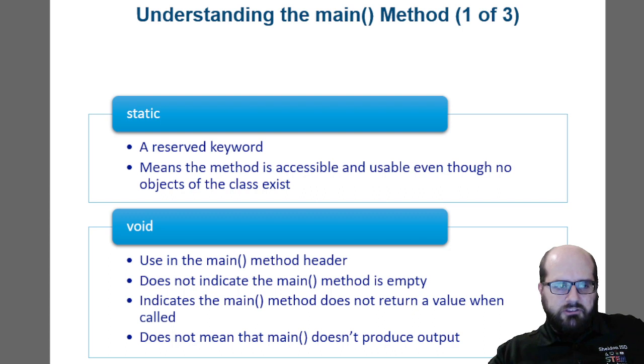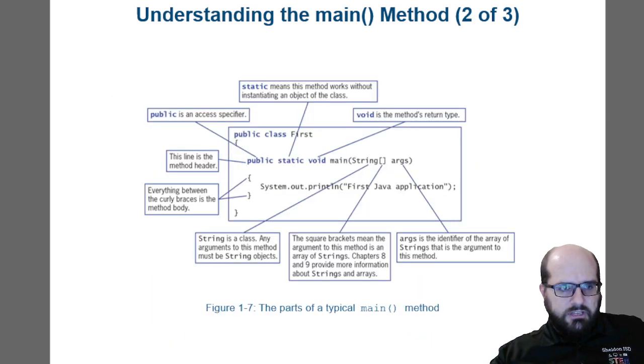So public means it's accessible to the world. Static means no object is needed to run the method. Void means it's not going to return anything. And let's look at that method directly. So public is the access specifier. Static means the method exists without instantiating an object of this class. Void is the method's return type. This is the method header.